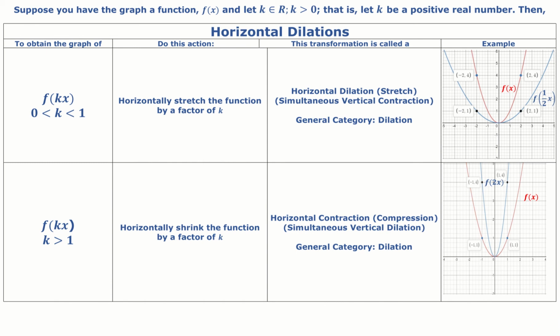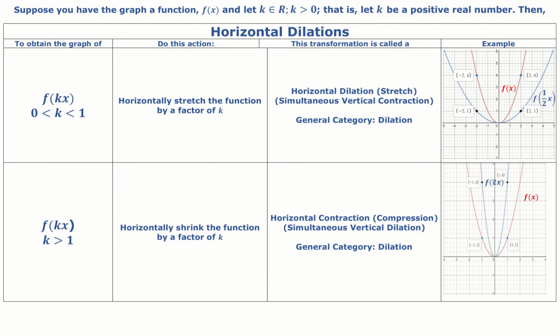All right, so these actually work a little bit differently, because when you're dealing with a horizontal dilation, when the constant is between 0 and 1, you actually end up getting a horizontal stretch. And when it's greater than 1, that's when you get a horizontal shrinkage.